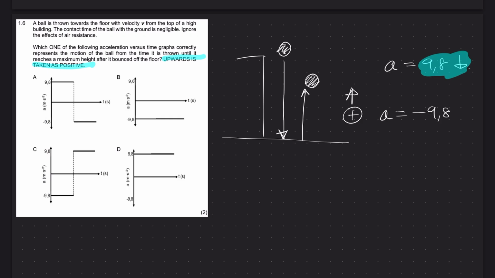So we are going to look for a graph where the acceleration does not change. So A is out and C is out. Now we're going to look at B and D. B has negative 9,8 as the acceleration. D has positive 9,8. We said that because up is positive, the acceleration should be negative. So B is our answer.